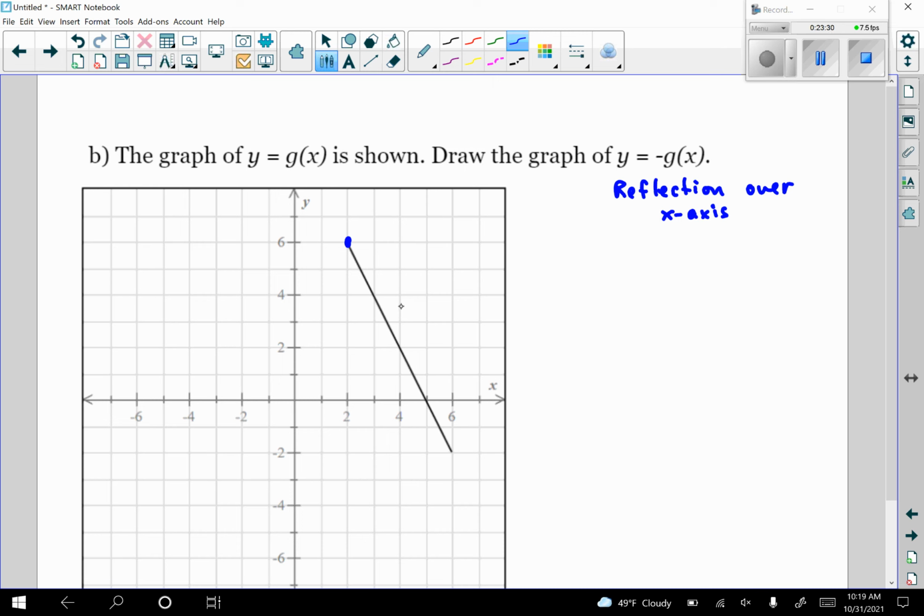So again, I'm just going to take some points here. Maybe those 3 right there. And I want to reflect over the x-axis. So this point right here at 6, -2 will now become 6, 2. This one's going to stay the same. And this is at 2, 6, so then we want 2, -6. And we'll just draw our point.